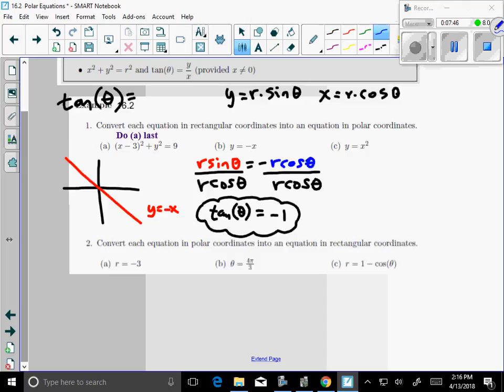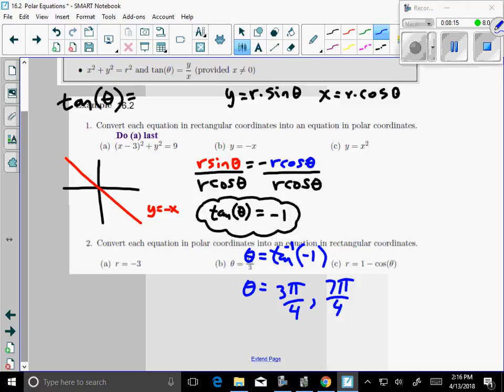What values of theta give me a tangent of negative 1? What are my two answers to that? How about not pi over 4? That's positive 1. 3 pi over 4 or 7 pi over 4. We could also call that negative pi over 4 if we wanted.